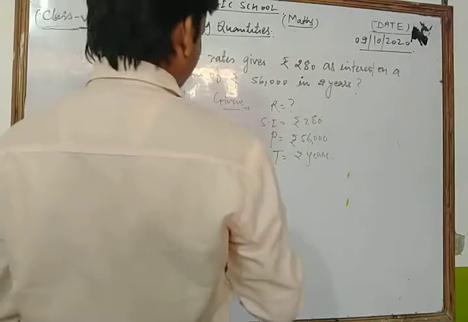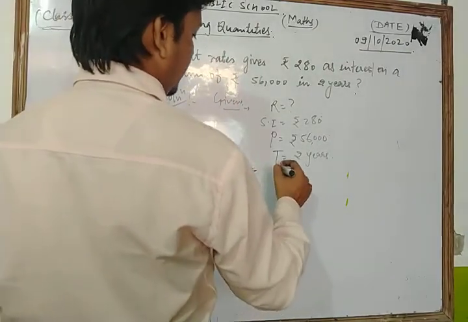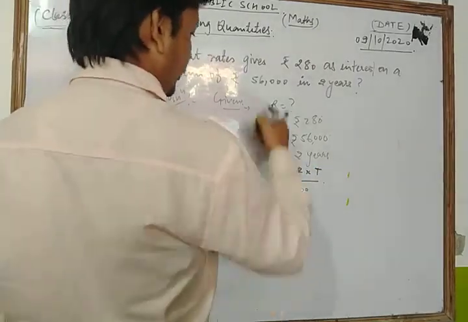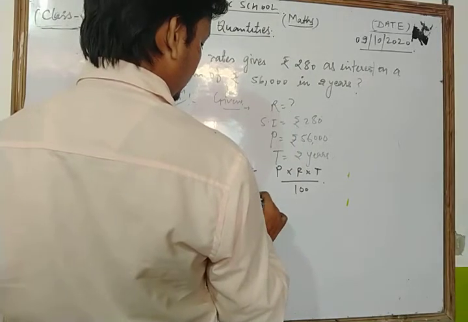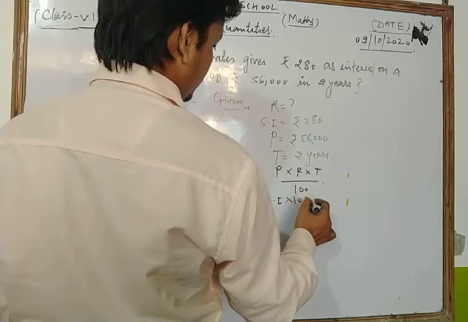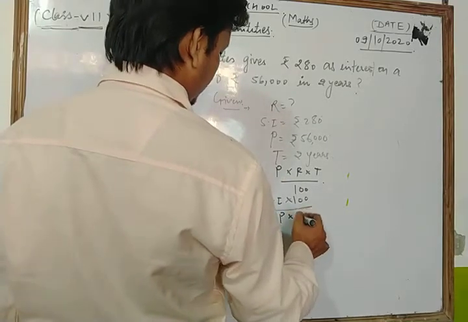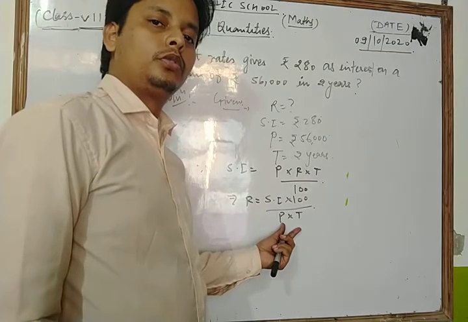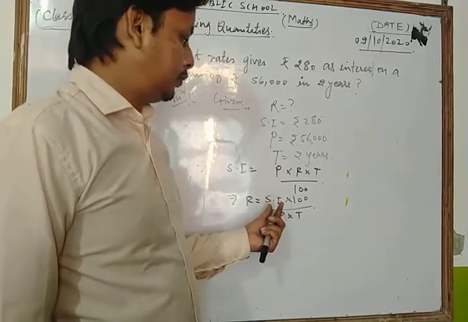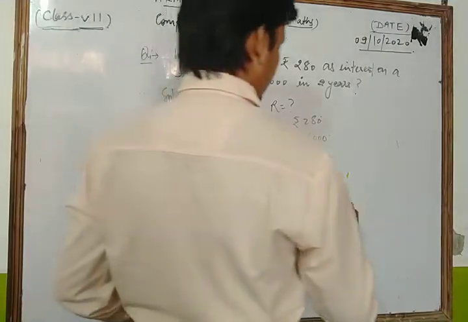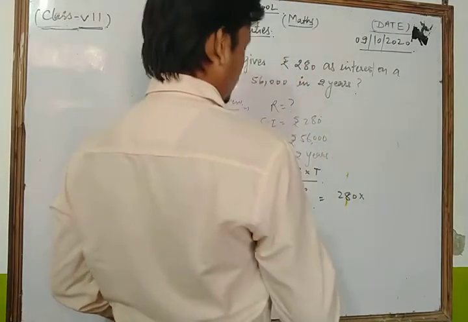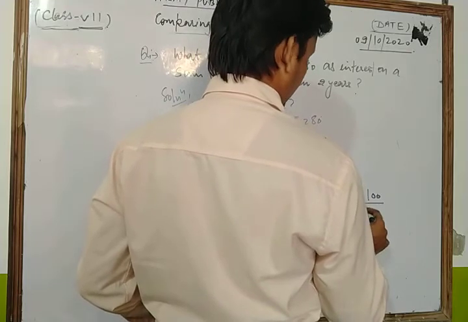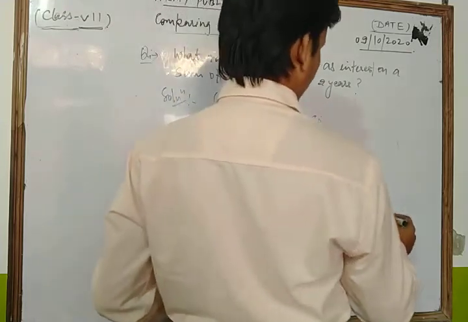Let's see here. Since we know that simple interest is equal to P into R into T upon 100, now we find the value of R. R is equal to simple interest into 100 upon P into T. Now we put the value of simple interest as 280 rupees, into 100 upon P, which is 56,000, into T, which is 2 years.